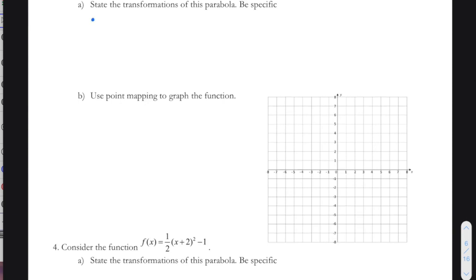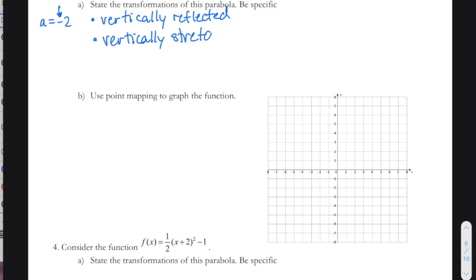So number 1, we know that it's vertically reflected, and the reason I know that is because a is -2 and the value is negative, so I know it's going to be vertically reflected. I also know it's going to be vertically stretched by a factor of 2.